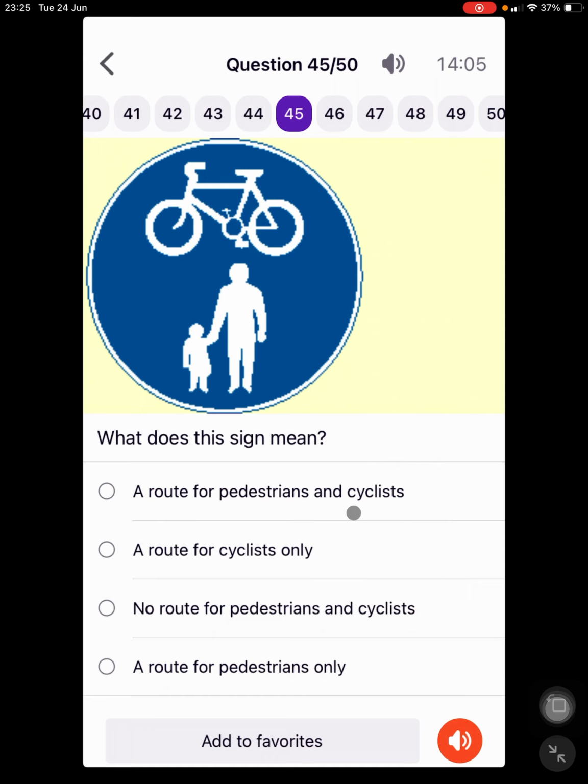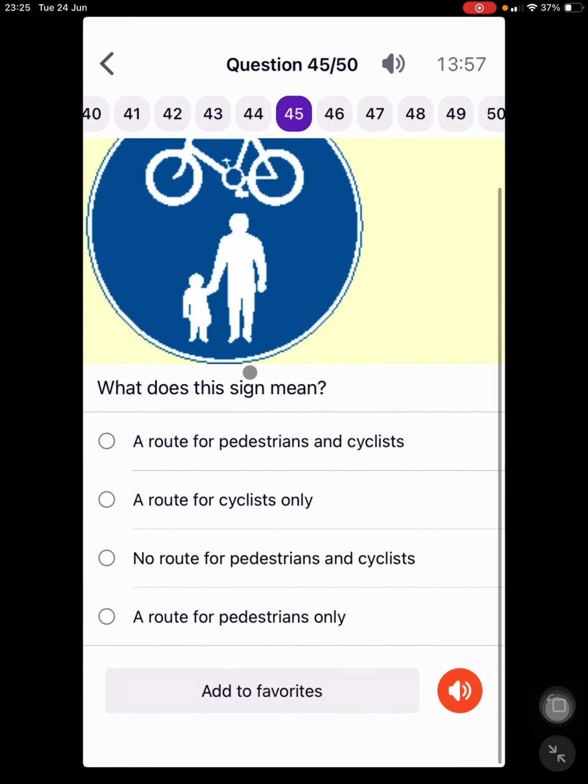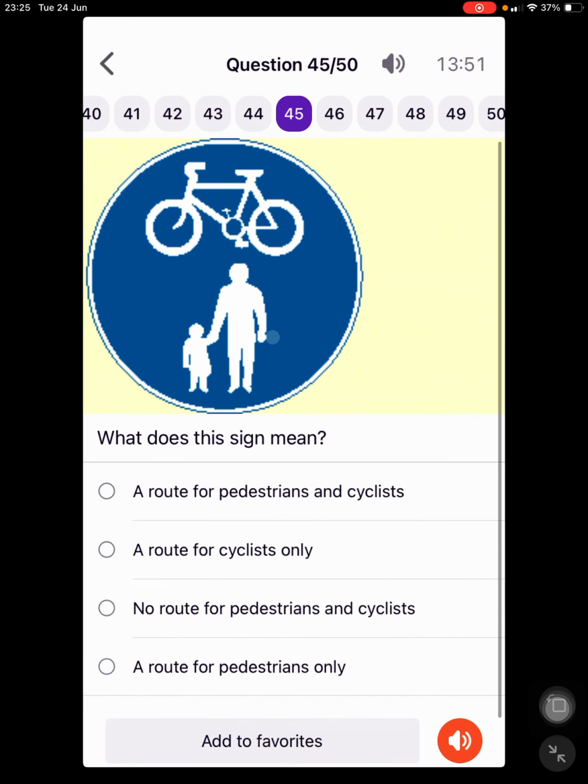What does this sign mean? A route for pedestrians and cyclists. A route for cyclists only. No route for pedestrians and cyclists. A route for pedestrians only. What does this sign mean?